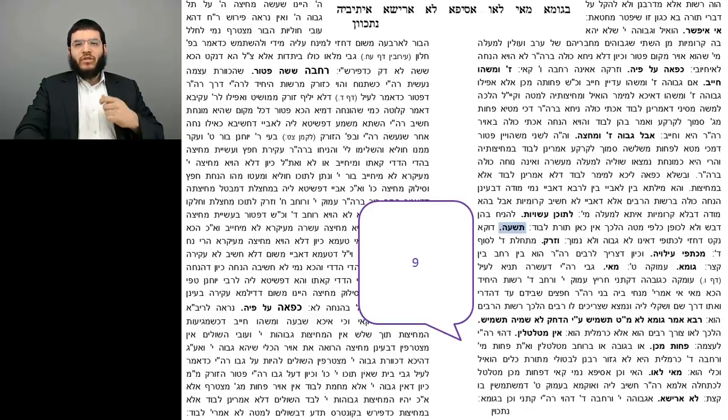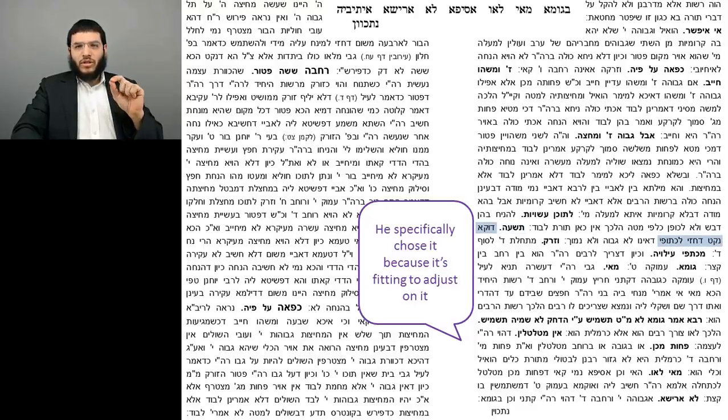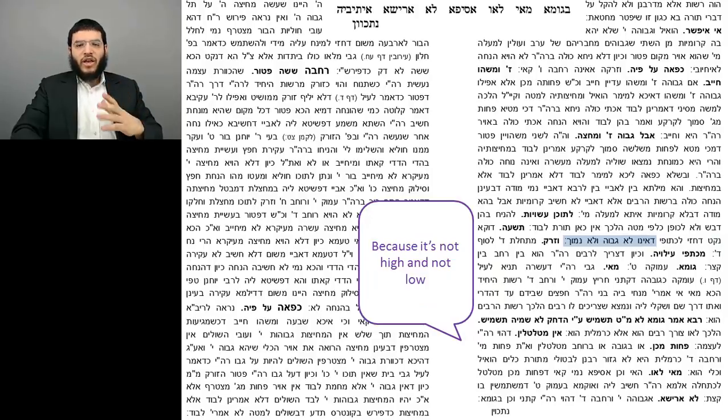Ula said Amud Tisha, a post that's 9 tfachim high. Says Rashi, Dafka Nokat. He specifically chose this number 9, the Chazi Liktufe, because it's fitting to adjust items on it when it's at that height. The Einoi Loi Gavoya Veloy Namuch, because it's not high and not low.